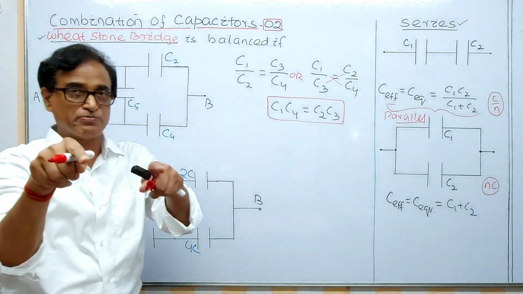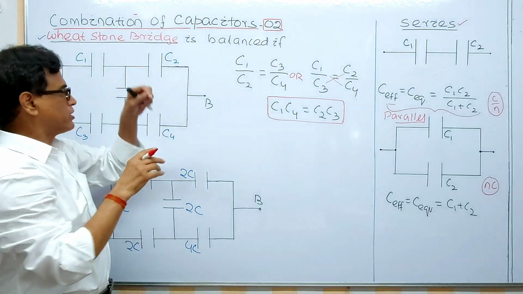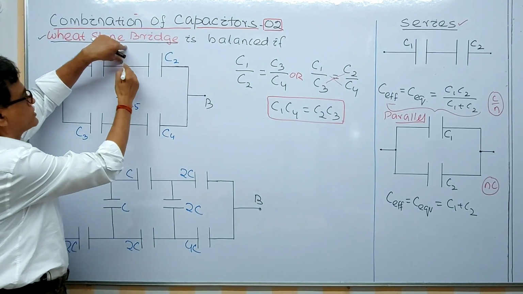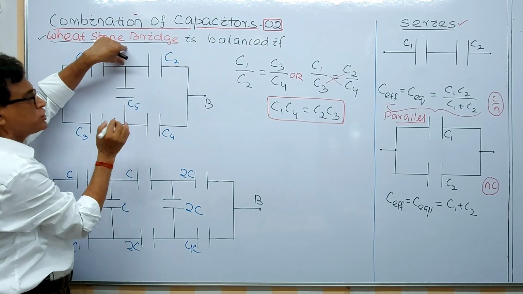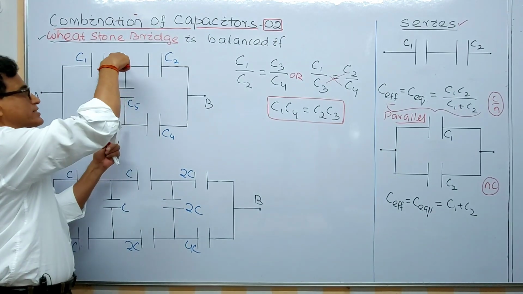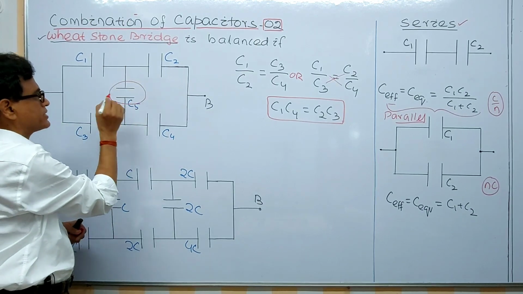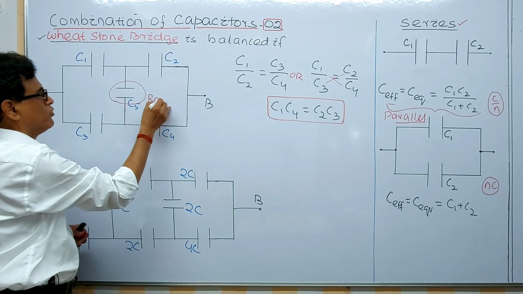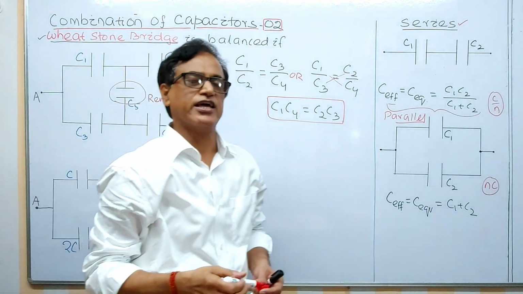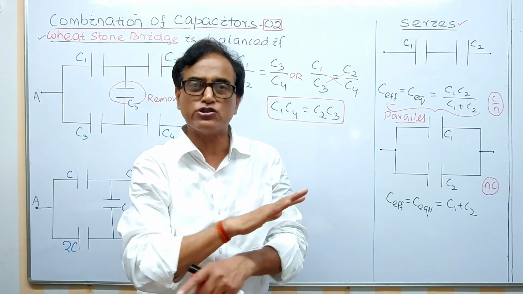In that case, what happens? This middle capacitor has no meaning, because the potential difference between these 2 points will be 0, because the ratio will be same. Potential difference across will be 0. That's why this capacitance can be removed from the circuit itself. There is no meaning. That's why this capacitance you can remove.